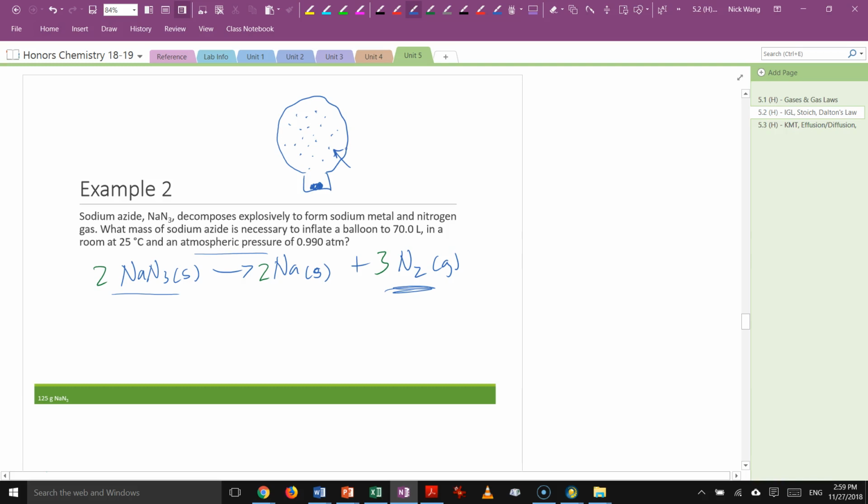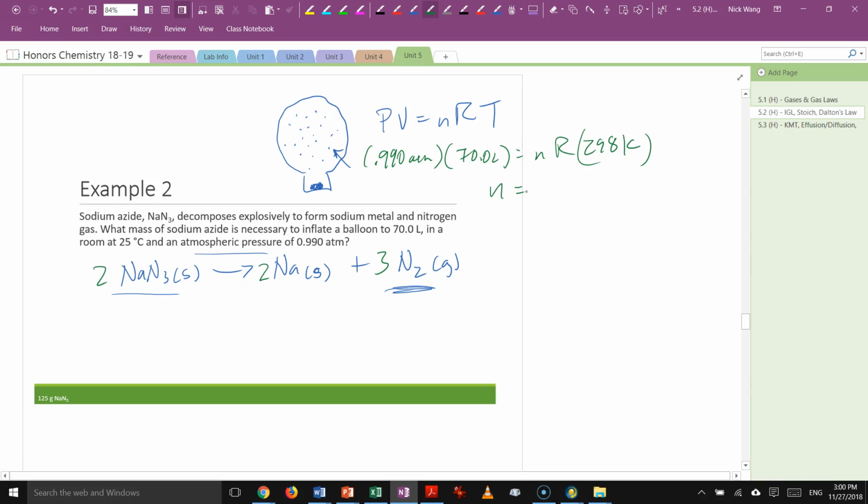Remember, a balloon is not going to inflate or deflate if the pressures on the inside and the outside are the same. So we're assuming that after this is inflated, the pressure on the inside and the outside are the same. That means when we do this work of PV equals nRT, the external pressure of 0.990 is the same as the internal pressure. So let's start plugging in numbers: 0.990 atmospheres times the volume, 70.0 liters, is equal to n, which we don't know, times R, your gas constant, times the temperature, which is 298 Kelvin. Then you can plug in R and solve for n.